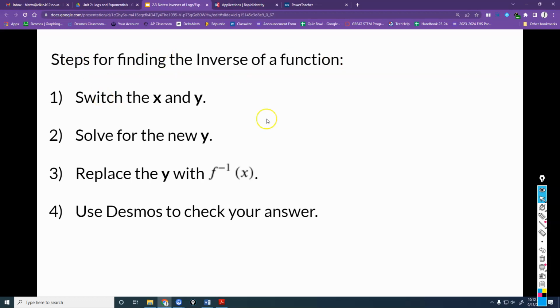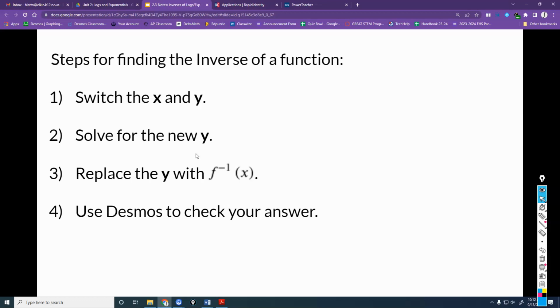We are going to solve for the new y. And then at the end, you can replace the y with f inverse of x if necessary for that problem. And then I added this step right here. We're going to use Desmos to check our answer to make sure that we did it right. Because the more we get to use Desmos on the exam, the more helpful it is. The more we use Desmos for checking, the better you will be at it.